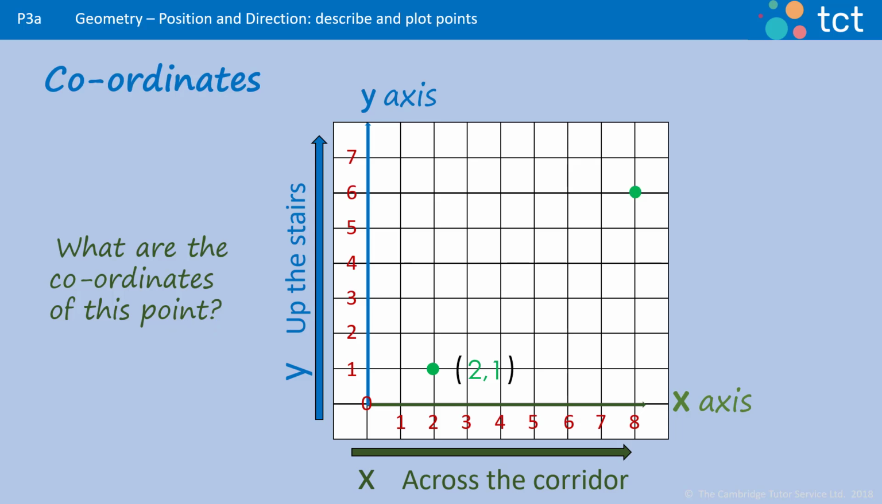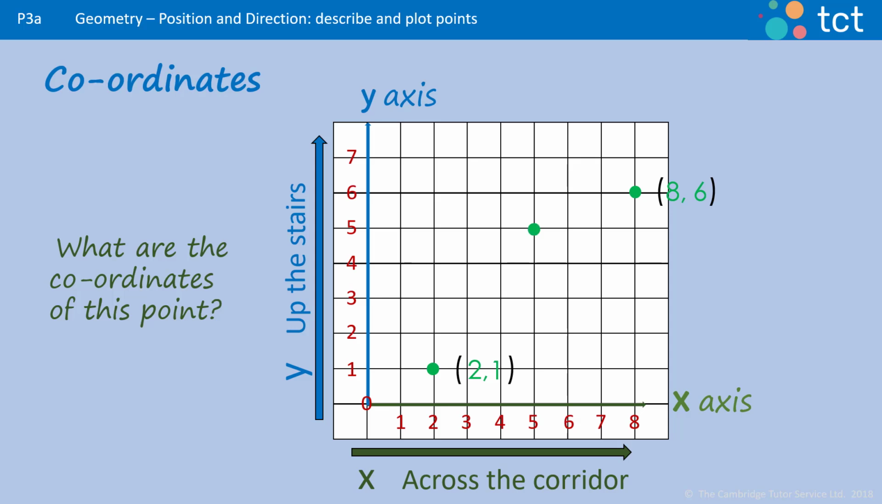Here's another point. If you're feeling confident, you can pause the video and have a go at identifying this yourself. What are the coordinates of this point? Remember, it's going to go in brackets. Starting with across the corridor. Where is that point on the x-axis? And you can see that it's above the 8. So it's 8 across. Where is it on the y-axis? If you look across, it's beside the 6. So the coordinates of that point are 8, 6. 8 along, 6 up.